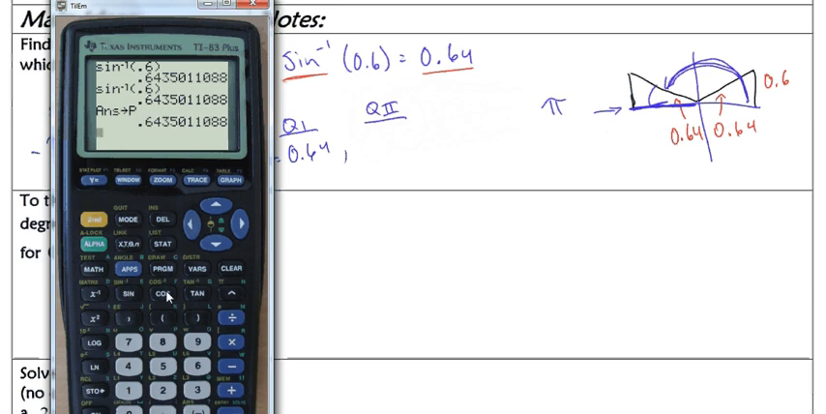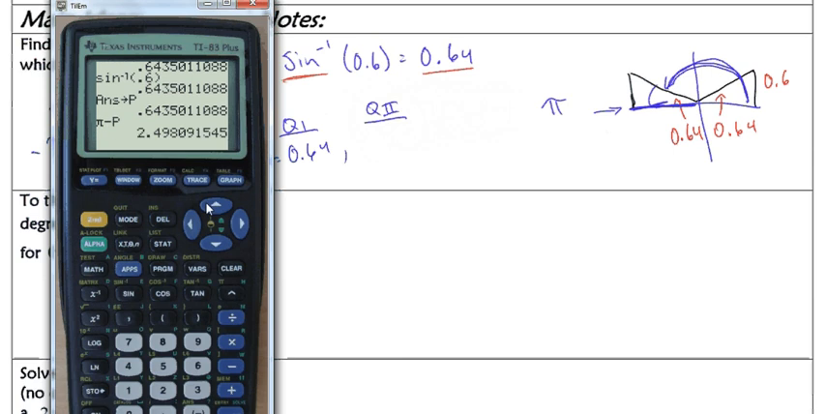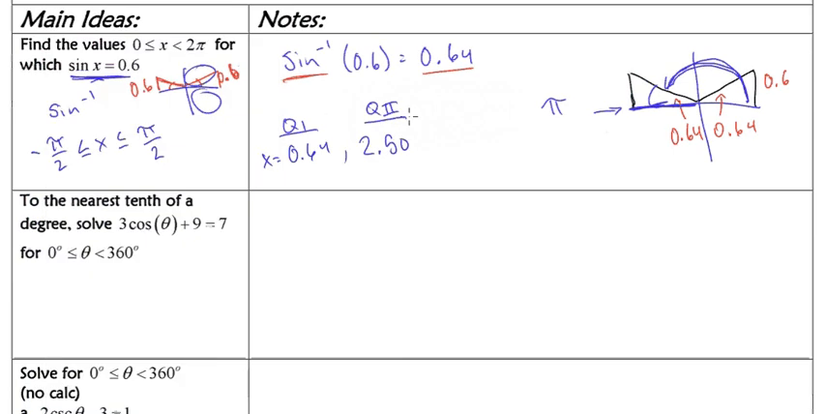Okay, so now let's do pi minus what we just stored as p. And we get 2.4998. Let's round that up to just 2.50. So 2.50.